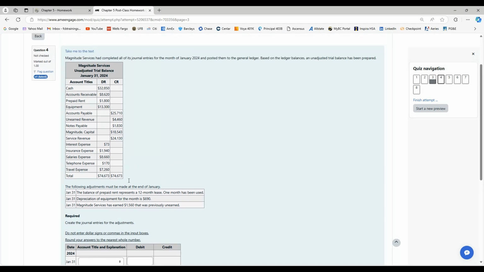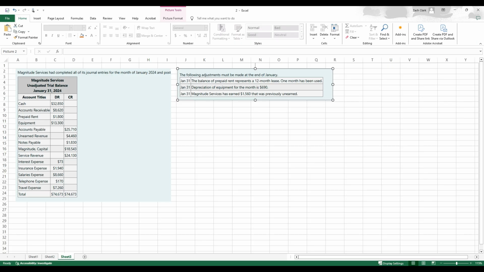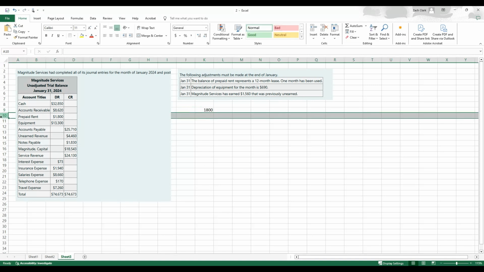Alrighty. So again, let's go to our Excel and we'll do some analysis, and I'll show my work here so you guys can follow along for this problem because it's got more of that. Okay, so we're looking here. I snipped the components of this problem over into this Excel spreadsheet, and let's look at some of the specifics here. So here's our unadjusted trial balance, and then we've got the following adjustments that need to be made, right? So the balance of prepaid rent represents a 12-month lease. So let's look at prepaid rent is $1,800, and that's just this one.